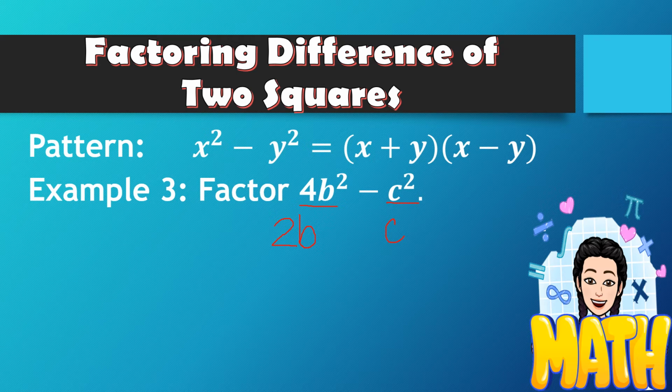So now, since alam na natin kung ano ang square root nila, susundin na natin itong pattern na to. Papalitan lang natin yung x ng 2b at yung y ng c. So the factors now are 2b plus c at gagawin lang nating 2b minus c. Ganyan lang kasimple. So pakita natin ang solution para dito.